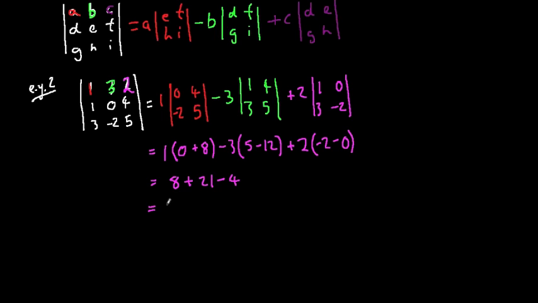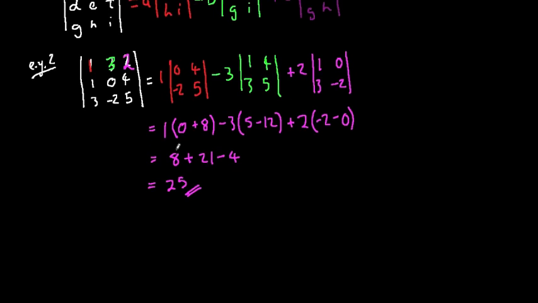Okay, so what do we have here? We have 25. And just checking my arithmetic. Yep. Okay, 8 plus 21 is 29. Minus 4 is 25. Okay, so you can see the determinant of a 3 by 3 matrix is a slightly longer calculation than a 2 by 2. But that's one method to do it, the method of cofactors.